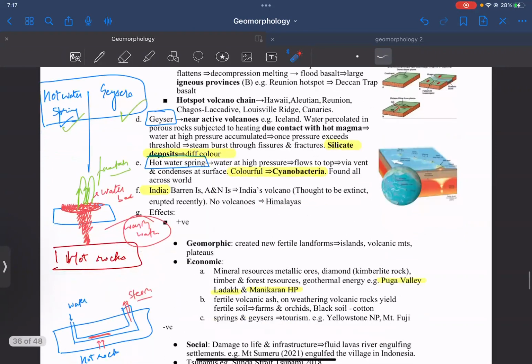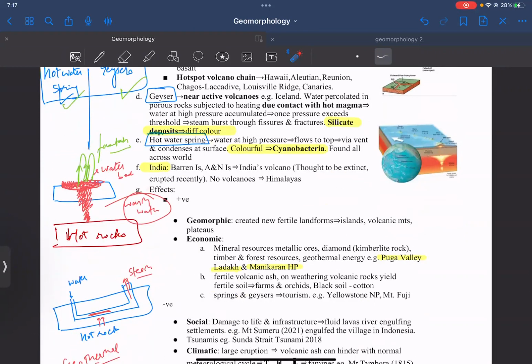Okay. Then in India, we do find volcanic activity. We have two islands, Barren Island and Narcondam Island. Barren Island is what? It is found to be active. It erupted recently in 2017. Narcondam Island is the extinct one. Keep this in mind.